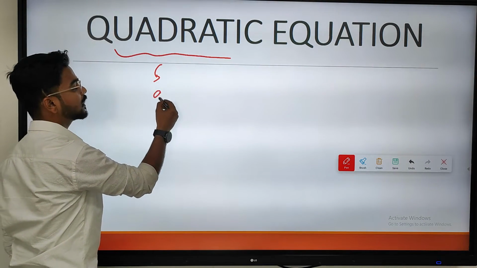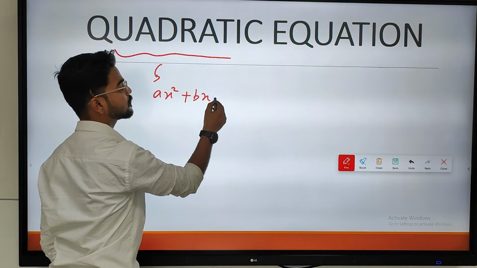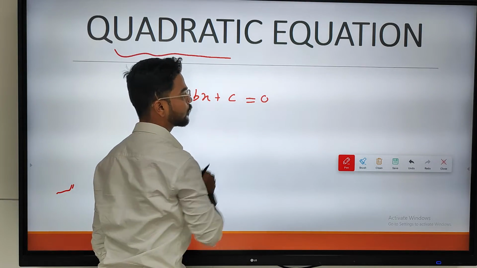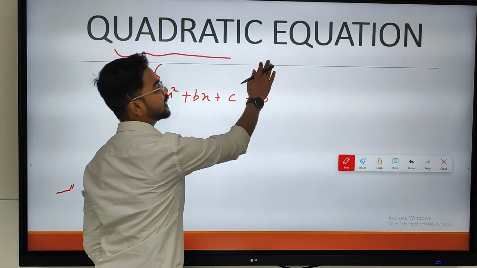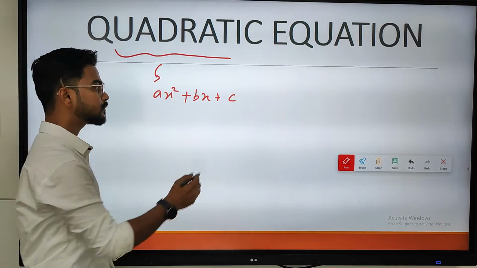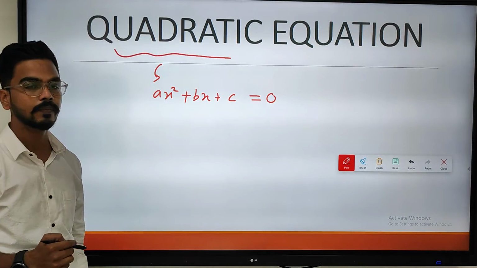So if we come to the standard form of quadratic equation, it will be ax square plus bx plus c, and as it is an equation, it will be equal to 0. If suppose this equal to sign is not present, then it will be a polynomial, not an equation. Okay. So right now we are dealing with the equation only. So let's stick to that thing.